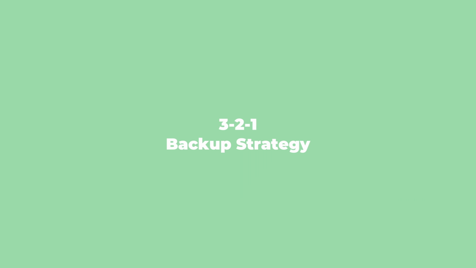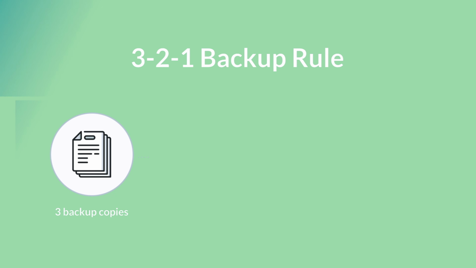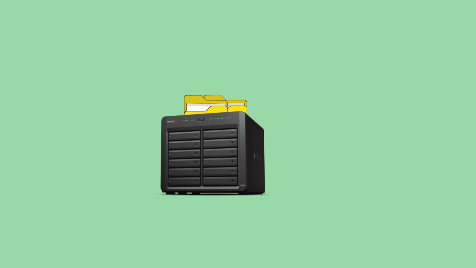Having a secondary NAS is one thing, but a good backup strategy should also follow what's called the 3-2-1 rule. 3-2-1 is like a corporate thing. It's used a lot in businesses where you want to have 3 copies of the same data somewhere. You want it in 2 locations and you want at least one of them to be offsite, somewhere different.